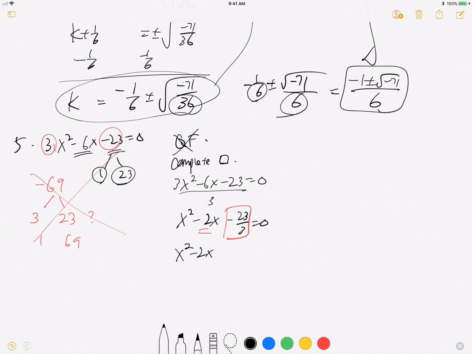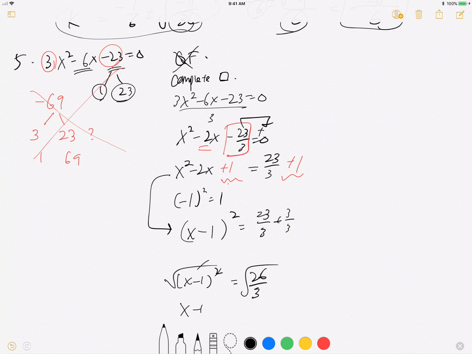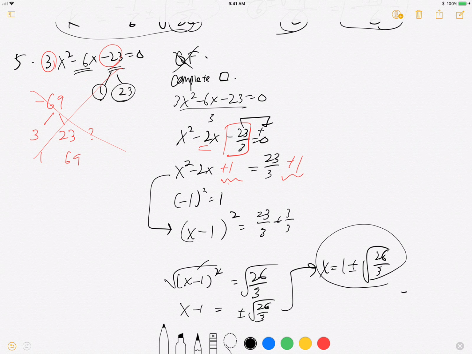So I'm just going to do my completing the square here by moving this 23 over 3 onto the other side by adding them. And now the number that I have to add is half b squared. Half b is negative 1, squared is 1, so I'm going to add 1 to both of these guys. And look at that, x minus 1 squared, because that's what this becomes factored. And this becomes 23 over 3 plus 3 over 3. That becomes 26 over 3. Square root both sides. X minus 1 is equal to plus and minus the square root of 26 over 3. So my final answer is 1 plus and minus the square root of 26 over 3.